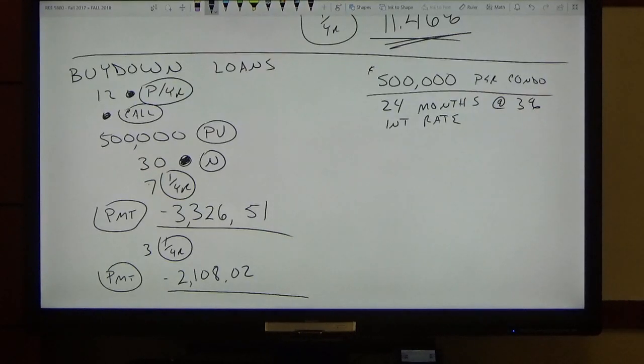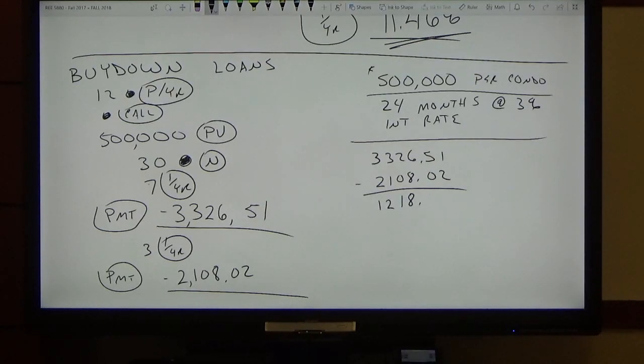Okay, so what we're going to do is kind of what we did a little bit before, is find the difference between them. Difference of 12, 18, 49. All right. Simple math would mean a savings of $29,243.76. Okay. Over the first 2 years. Over 2 years. 24 months.